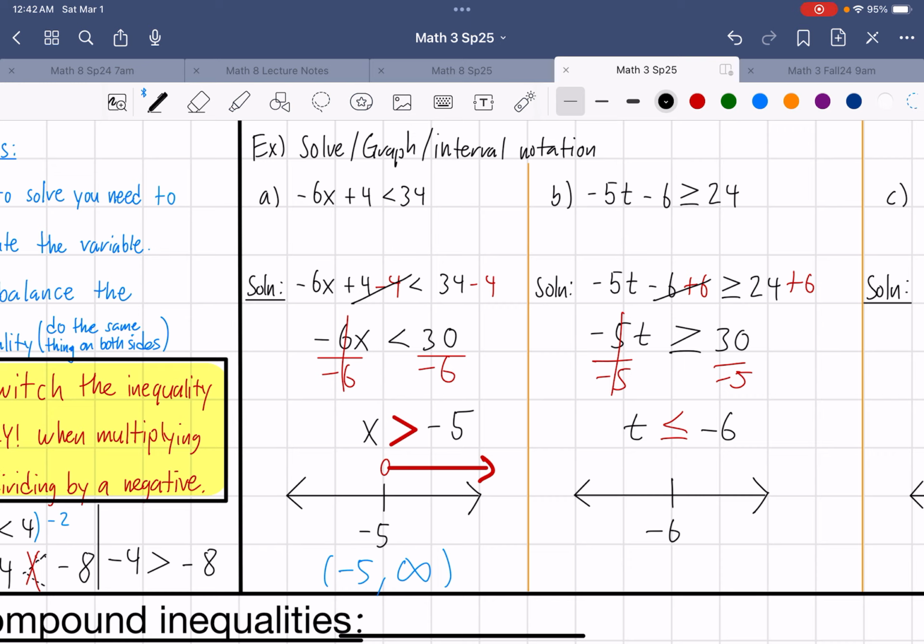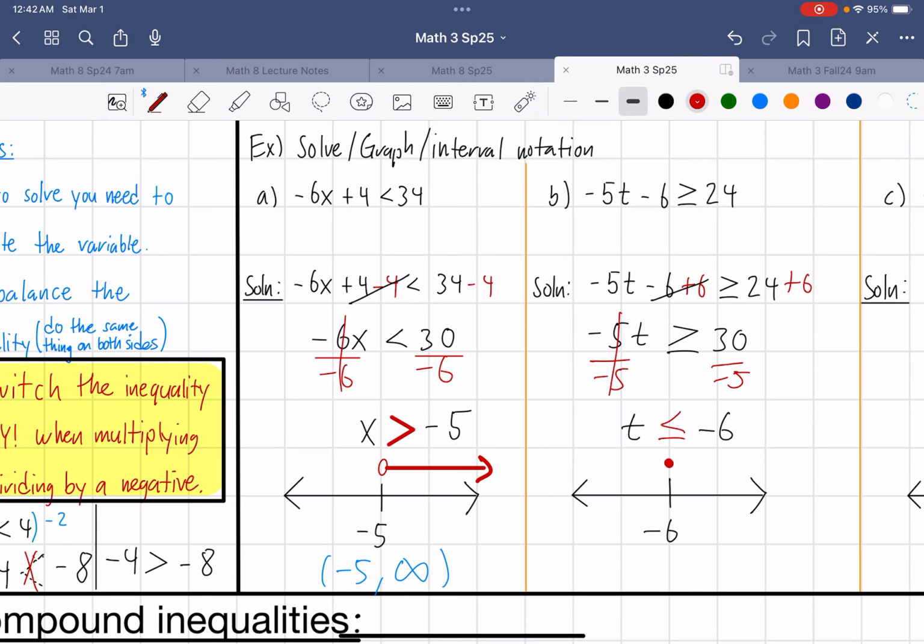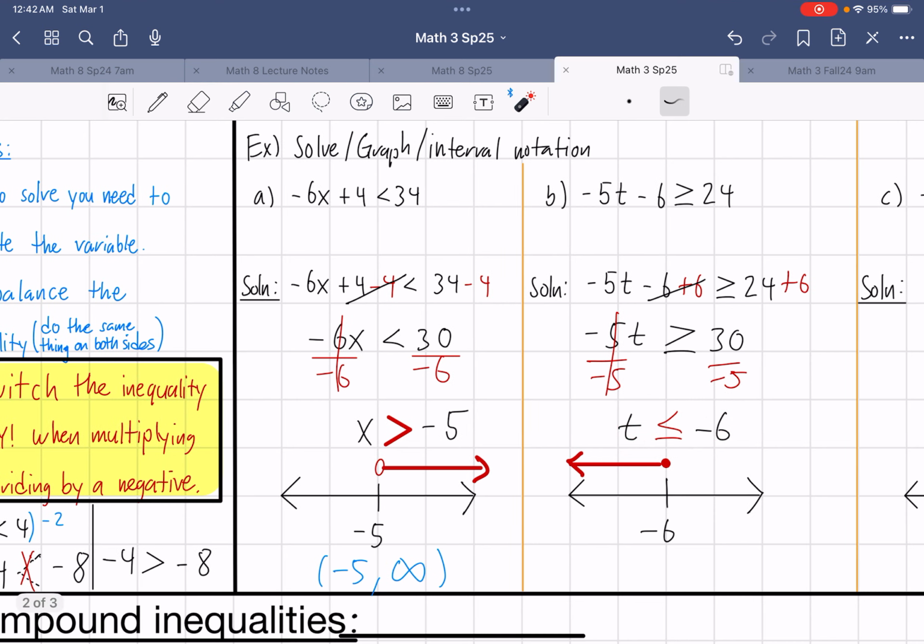Now, to graph this, once again, our closed circle is at negative 6, and our graph is on the left. How did I know this? Because this inequality symbol shows the closed side is the smaller side, the open side is the bigger side. Smaller numbers are on the left, bigger numbers are on the right. Hopefully that made some sense.